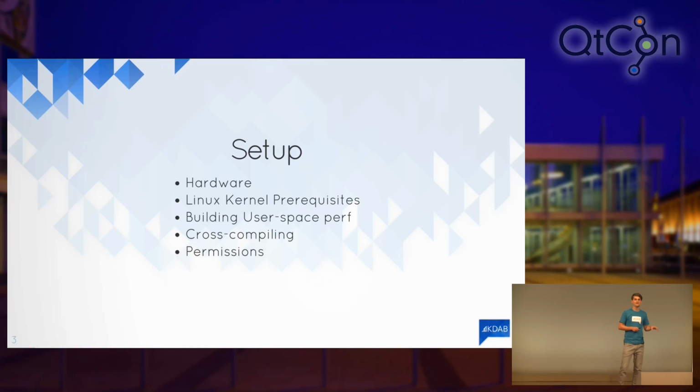And once you have that, please don't use Perf from your distribution. Usually it's really, really horribly outdated compared to what you can get from Git. And actually compiling the user space part from Perf is super trivial and gives you lots and lots of nice features. And once we have that, I will cover quickly cross-compiling because, again, quick show of hands, who's using Perf on embedded devices? A few people raised their hands.